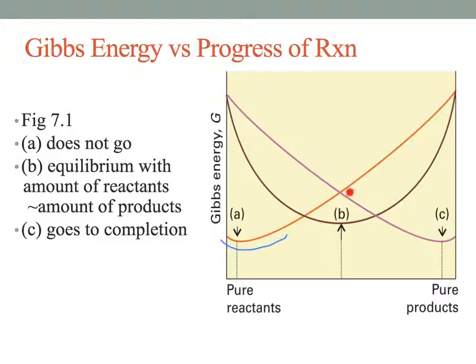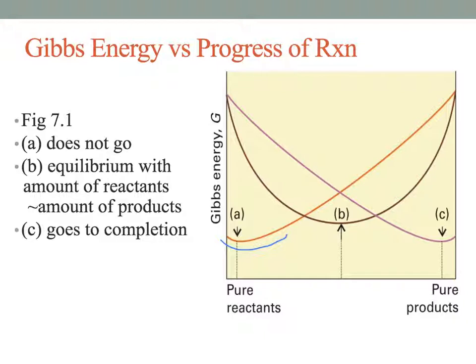Looking at curve C, the minimum value for delta G occurs right here, all the way to the right on this axis. So the graphical representation for this curve tells us that we expect mostly products to be formed in this particular curve. So this reaction would be just about going to completion.